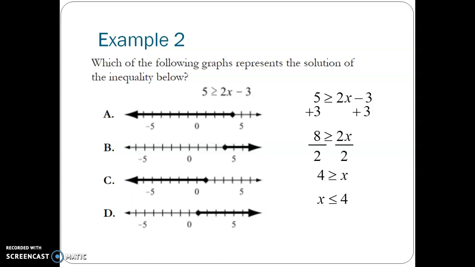Now let's take a look at the graphs that we have here. First we know it's less than or equal to, so these all have to be closed circles, which they all are. And the closed circle should be on 4. So it looks like we can narrow it down to either A or B. And since we have x is less than or equal to 4, that means we would shade everything to the left of 4. So that looks like our answer is going to be A.